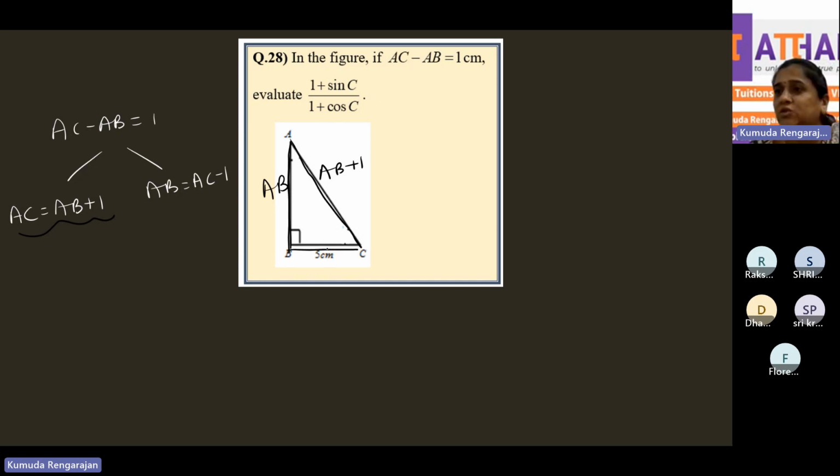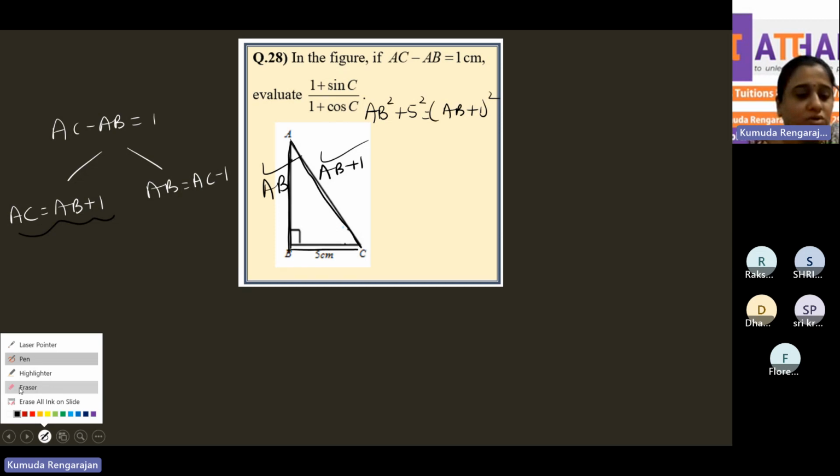Now, how will you connect all these three using Pythagoras theorem? AB the whole square plus 5 square is equal to AB plus 1 the whole square. So you all agree that when you work this, you will find the value of AB. And once you find AB, you will find AC, which is AB plus 1. So you will know all the three sides of the right triangle. And then you can answer this question. Correct?